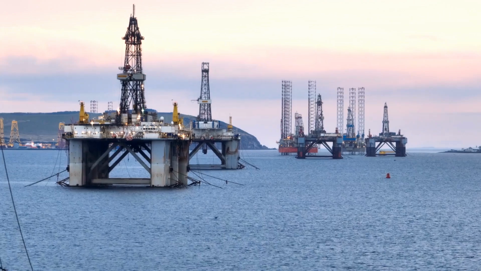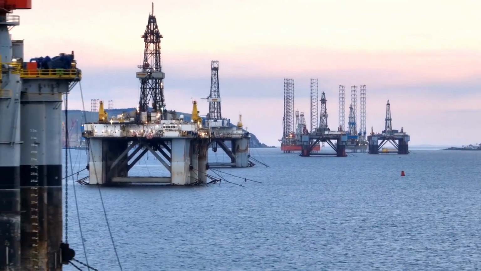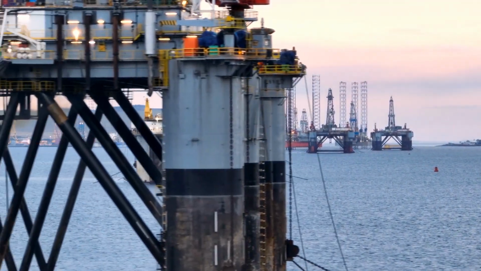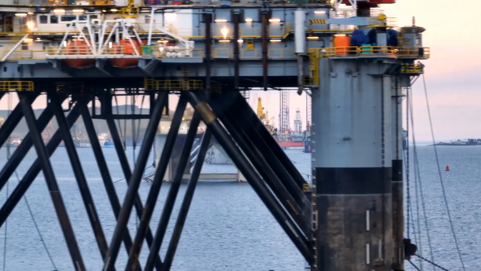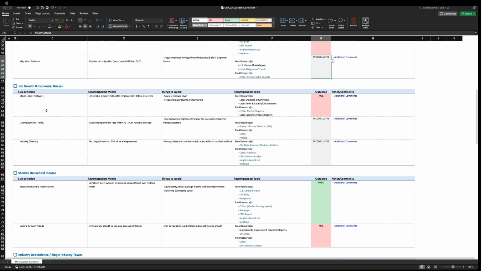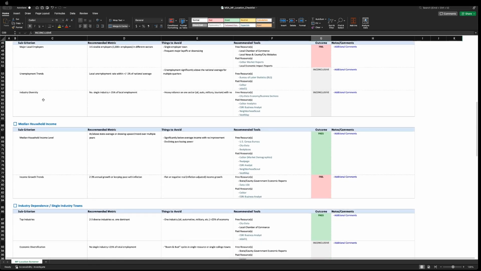Things to look into: military towns, oil and gas towns, auto towns like Detroit. These are not hard stops. These are risk factors that you want to analyze. If you like the area and you want to invest in that area for whatever reason, then make sure you have mitigation strategies in case the worst case scenario were to occur. Free resources: local chamber of commerce. Some paid resources: CoStar, or local economic impact reports. Some of the sub criteria include unemployment and industry diversity.